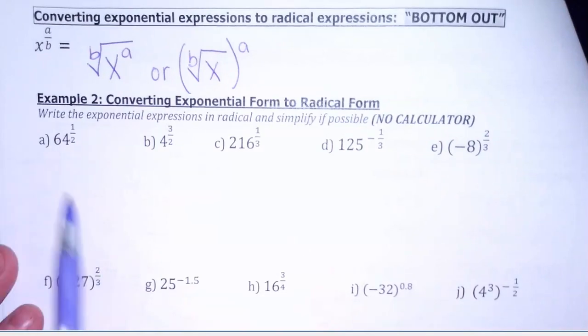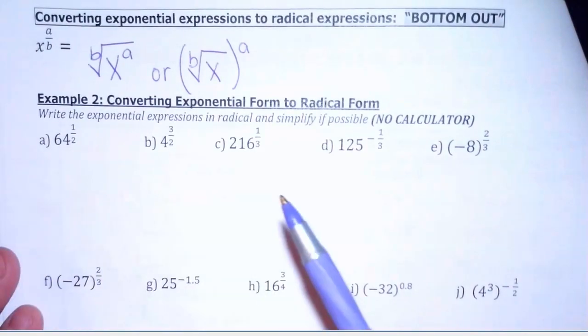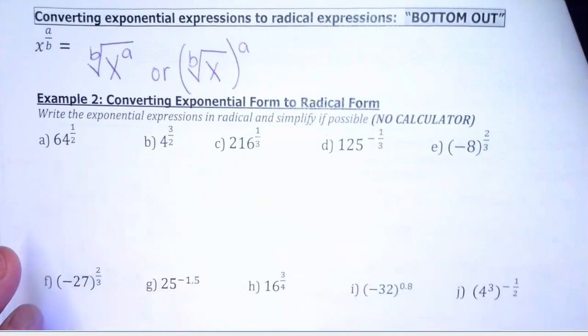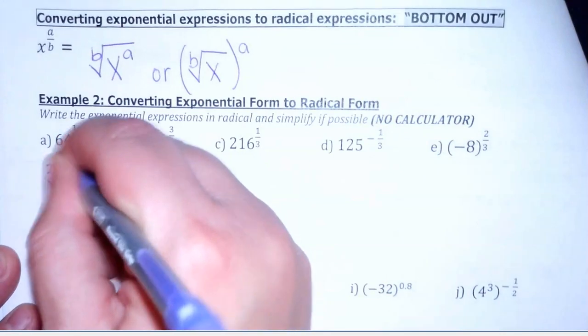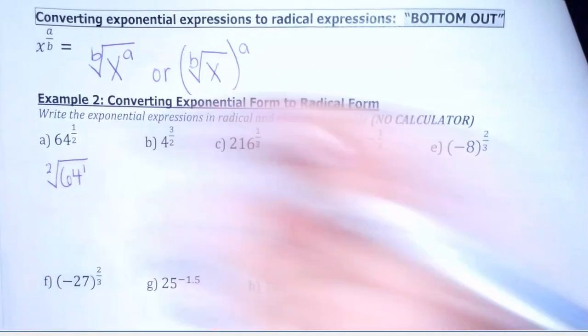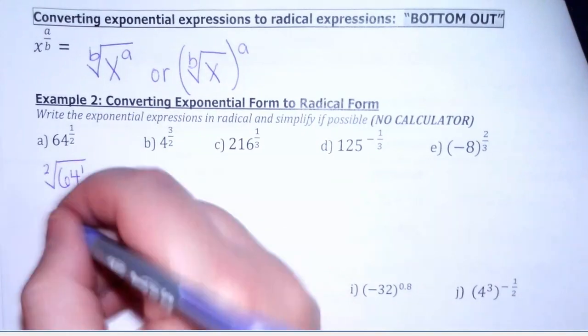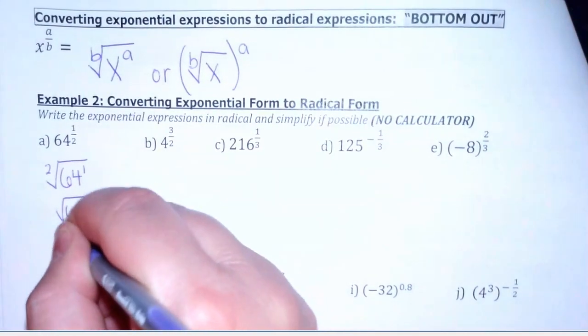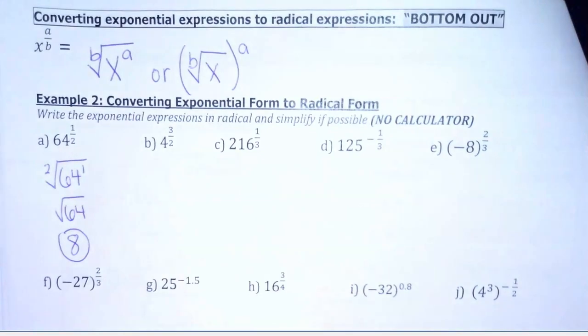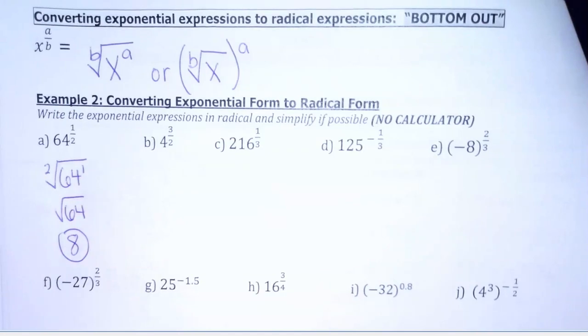If you guys remember me telling you this on the front, I'm going to do the bottom out. 1/2 power is really the square root. So this would be the square root of 64 to the first. Anything to the first power is just going to remain there. So really this is just the square root of 64, which is 8. Notice I'm not putting a plus and minus in front of this because the root is in the problem, so we just go ahead and assume that it's going to be the positive unless you have a negative in the problem. We'll get into that in a second.